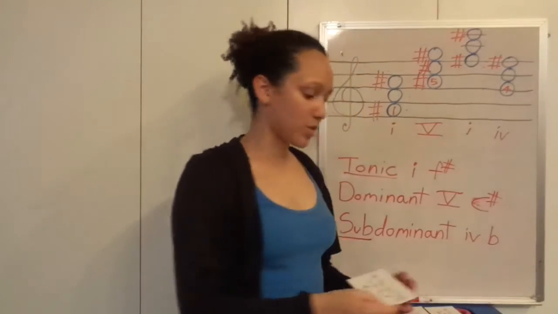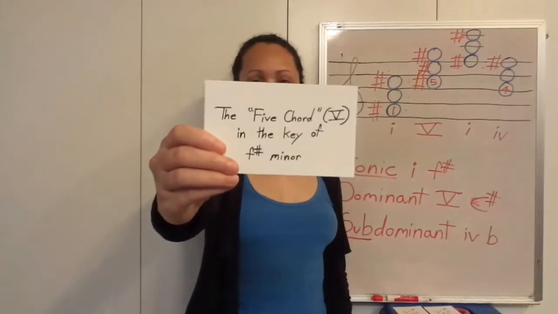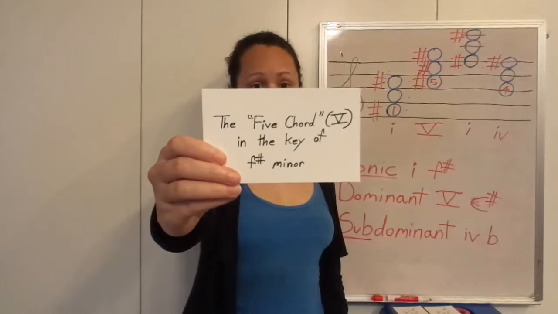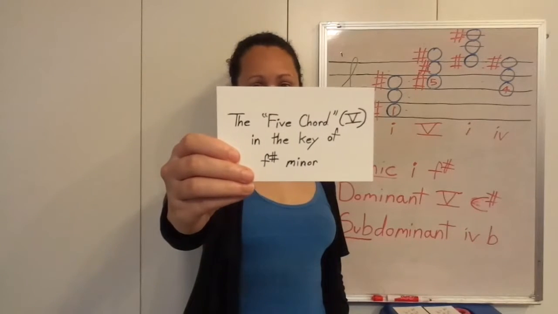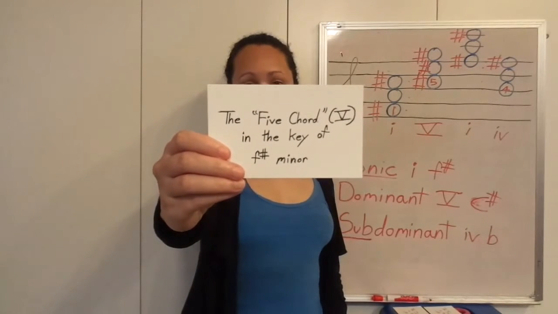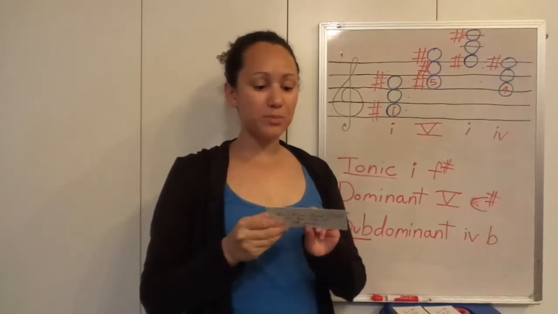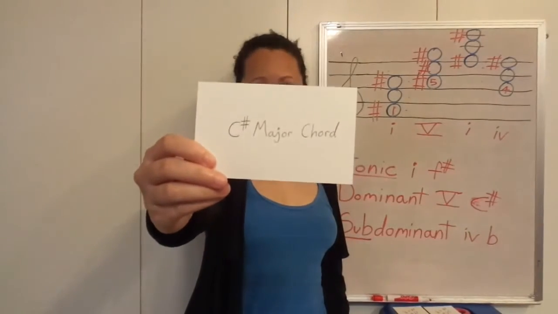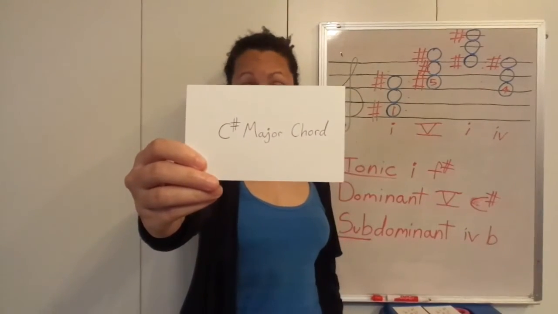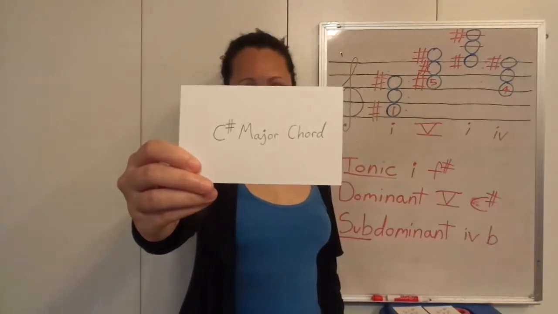And the 5 chord, these are out of order. The 5 chord, capital V, Roman numeral 5, in the key of F sharp minor, and that would be the C sharp major chord. So this is all capital for major.